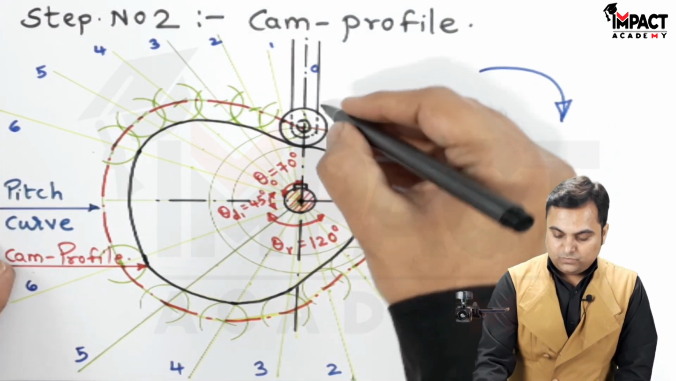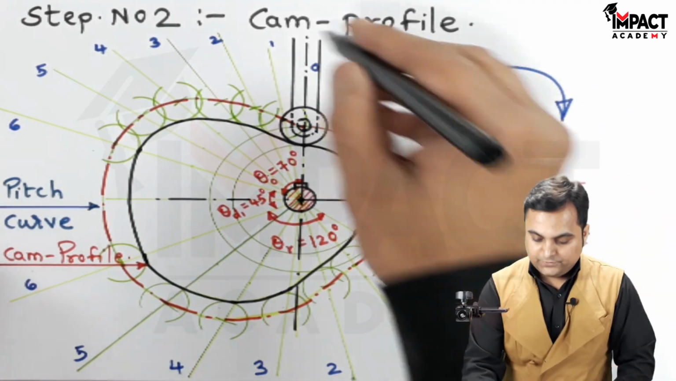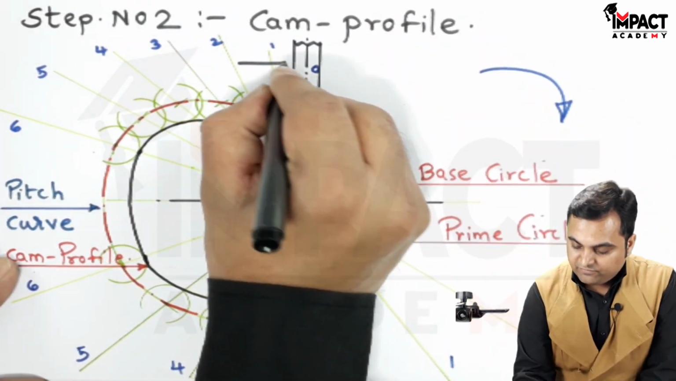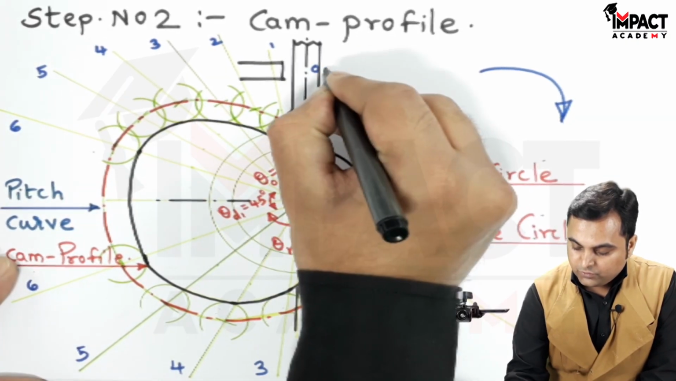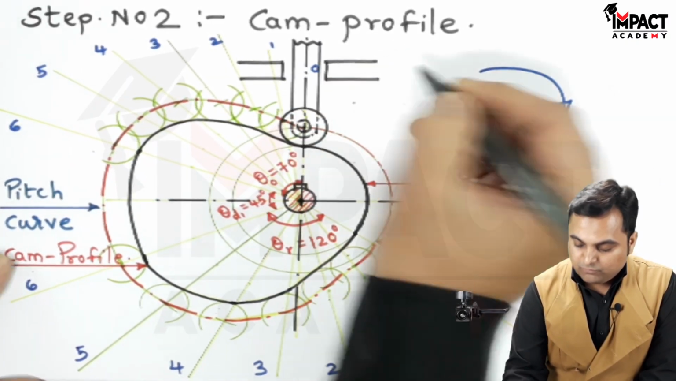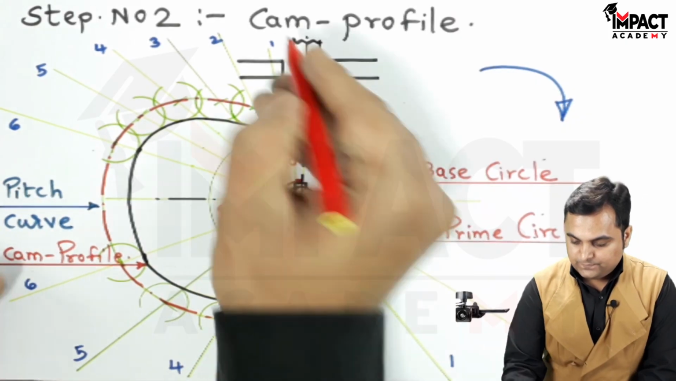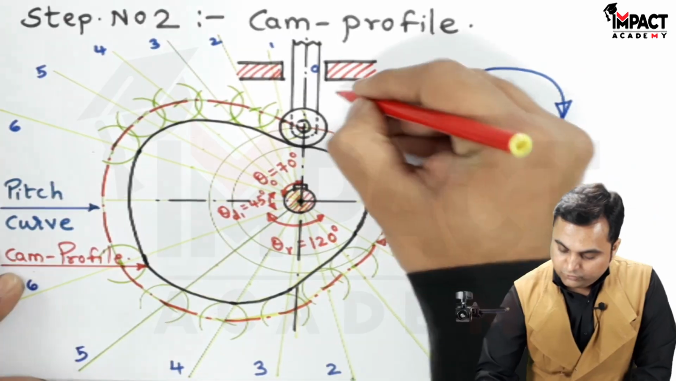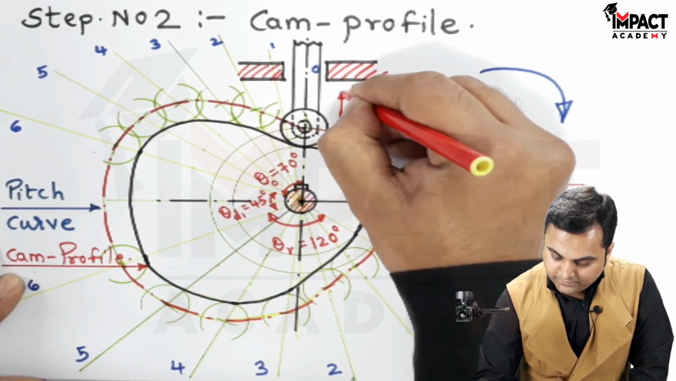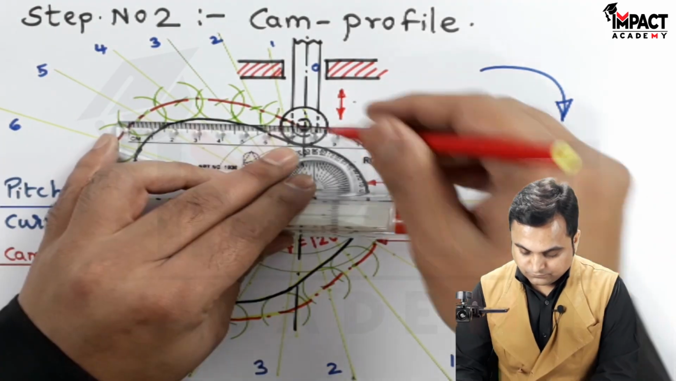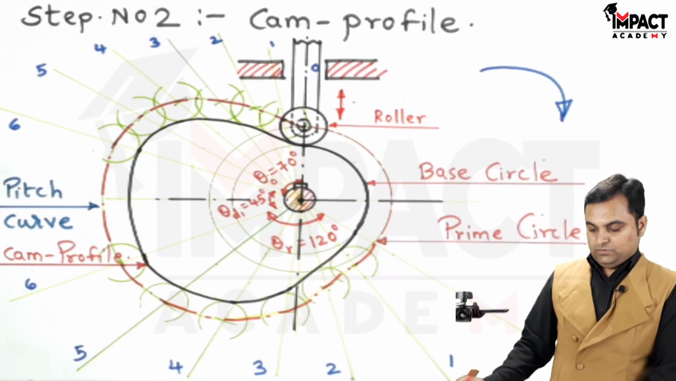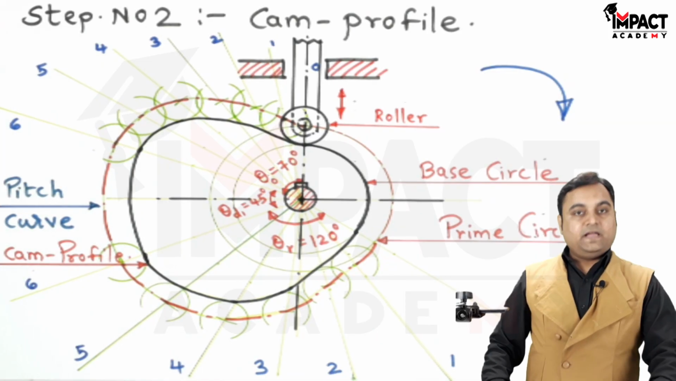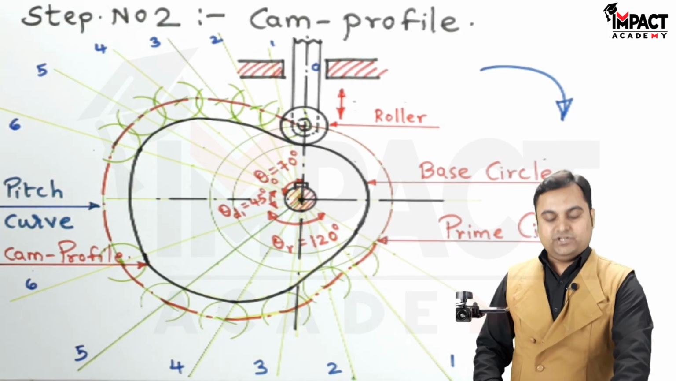Here is the pin which joins the follower with this roller, and I'm showing it with a broken section. And at the same time we have guideways over here which prevents the lateral movement of the follower. So these are the guideways. Follower would be just reciprocating. Here is the roller, and this is the given cam profile as mentioned in the question.